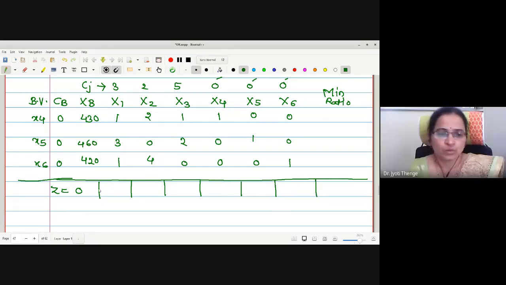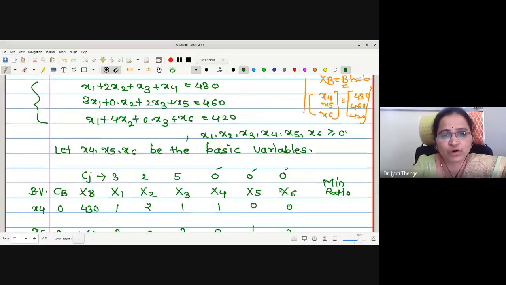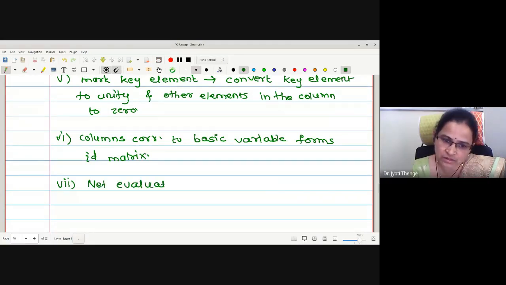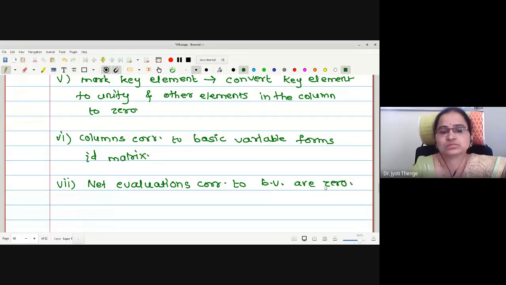What are the net evaluations now? The next step is net evaluation: delta 1, delta 2, delta 3, delta 4, delta 5, delta 6. One more tip I forgot: net evaluations corresponding to basic variables are 0.